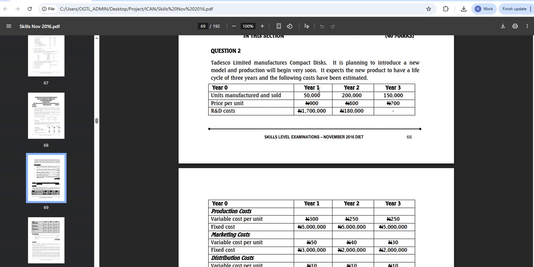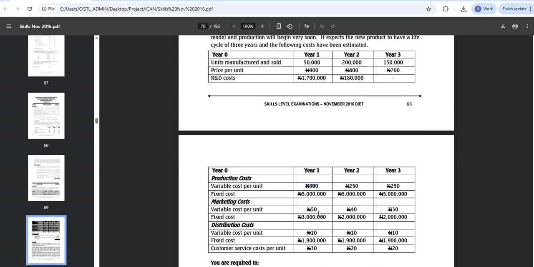Now, you have 50,000 units to be produced and sold. Don't forget your sales volume. In all budgets you are preparing, your sales comes first. Now, the units produced are 50,000 in year 1, 200,000 in year 2, and 150,000 in year 3. Now, what is the variable cost? We have the price per unit given to us. This is the selling price, 900 naira. We have the research and development cost of 1.7. We have the variable cost to be 300 naira.